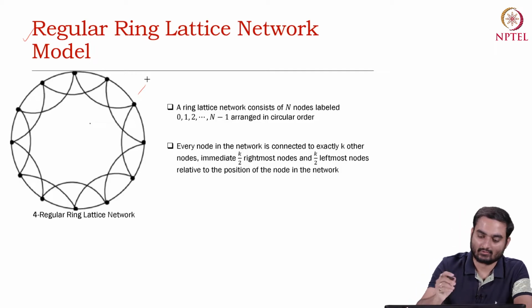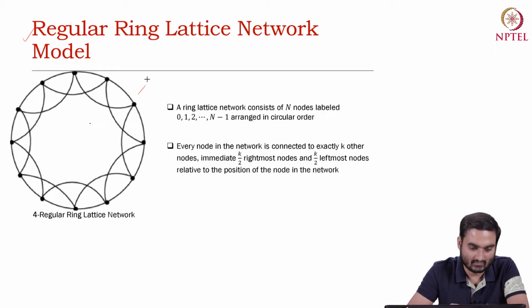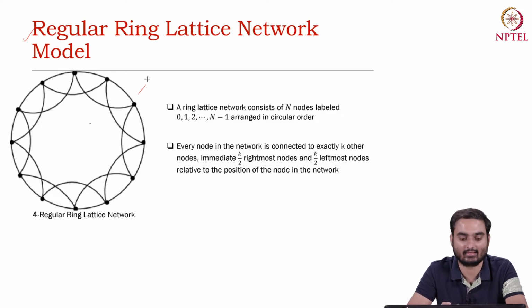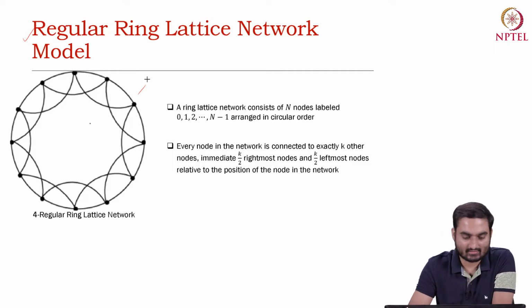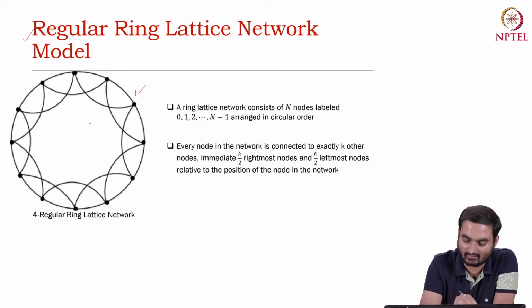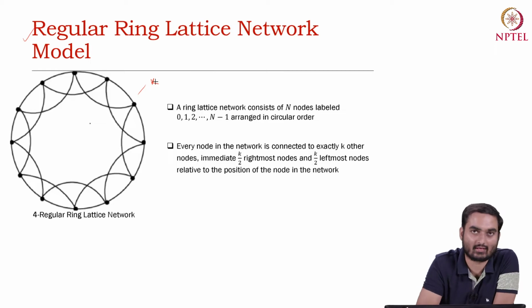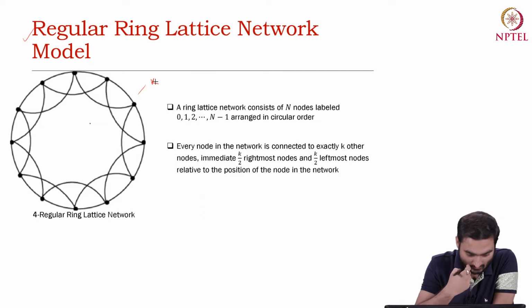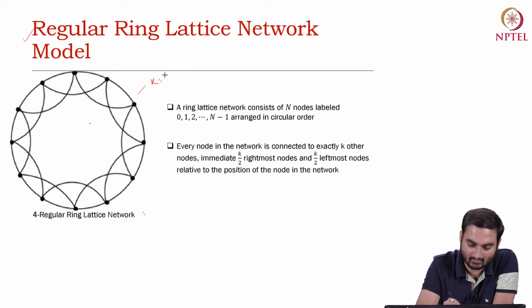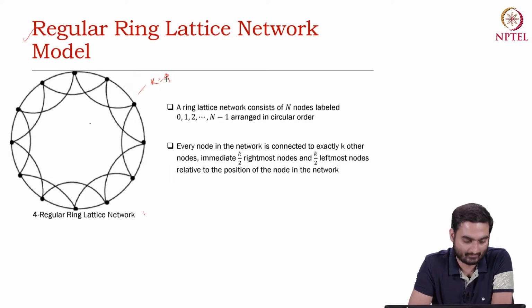So let's try to understand what this ring lattice model is. It is a regular graph, meaning that nodes have the same degree. First let's fix the degree of a node in this network as k, so each node has degree k. In this particular example, k equals 4, so this is a 4-regular ring lattice network.